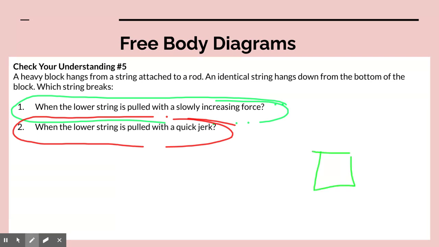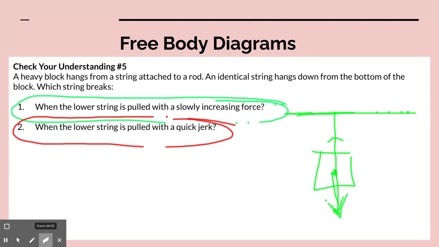If you've got a heavy block here and it's being pulled down, and from a string attached to a rod. Now, it doesn't really specify how it's being held up, but let's just say it's held up like this, okay? And then we've got a tension force moving back up against it. And then an identical string hangs down from the bottom of the block. I think I'm missing something here. Hold on one second. Okay, I figured it out. So I read these wrong.